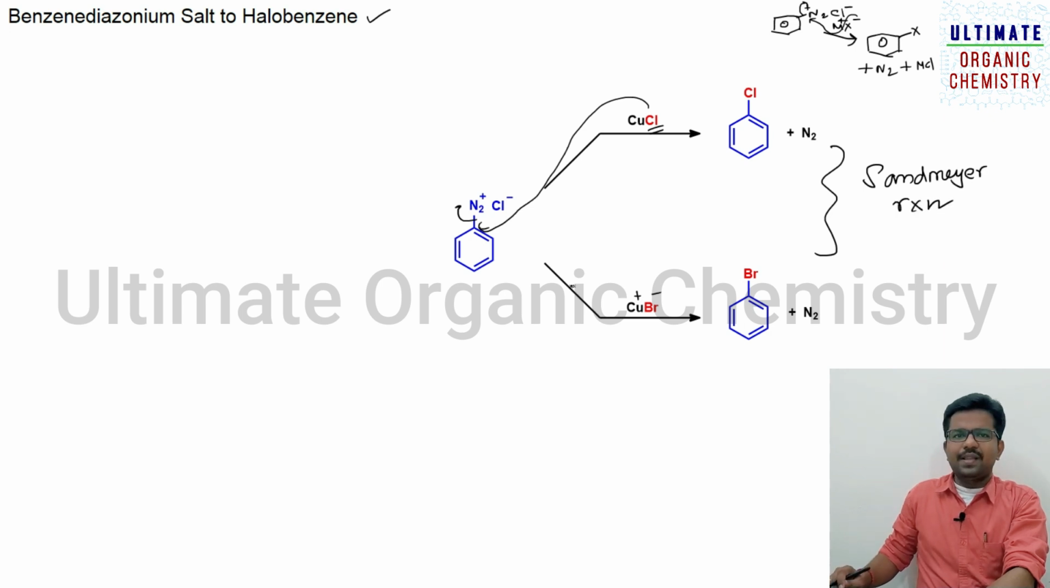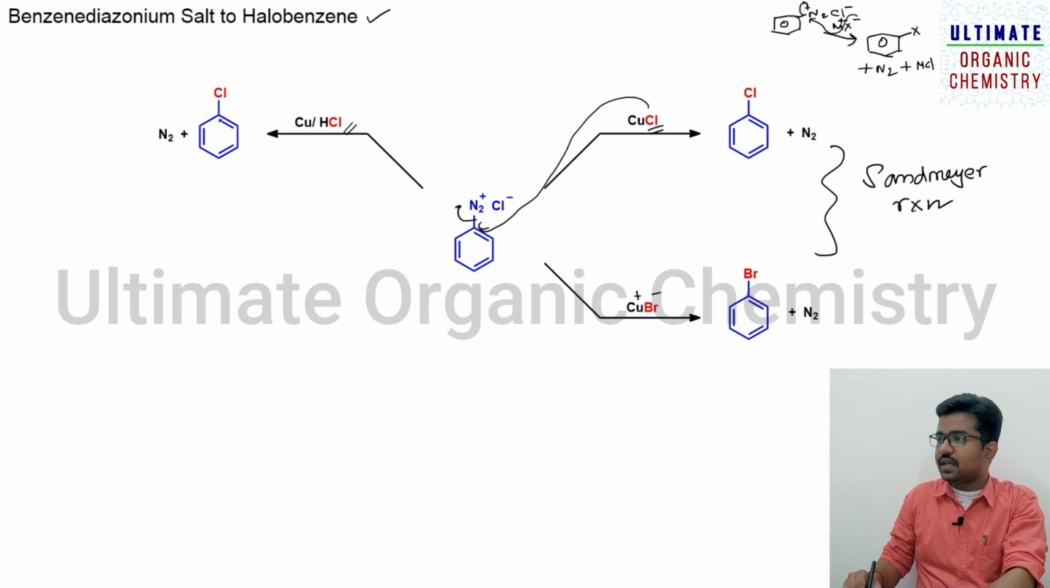So what are the other methods to prepare chloro and bromobenzene? Yes, there is another method, which is copper metal along with HCl. Here also you can find that the anion part is Cl minus, so that will attack here and N2 will be leaving, and it will lead to the formation of chlorobenzene and nitrogen gas. The next method is copper along with HBr, which will lead to the formation of bromobenzene, right?